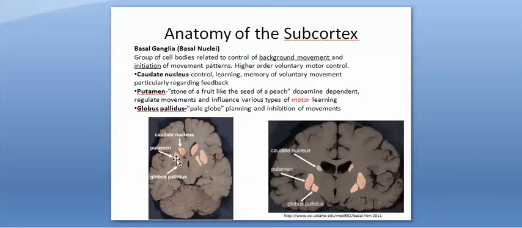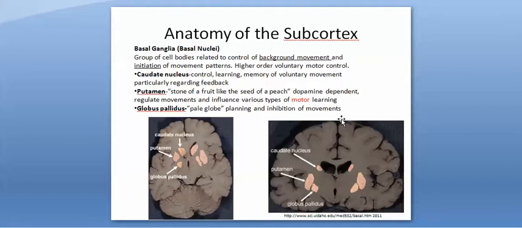All right, then we have the caudate nucleus. That's responsible for learning motor movements, voluntary motor movements. Learning how to dance, for example. Here's the caudate nucleus here and here. Here are your lateral ventricles. It's just to help get you oriented.